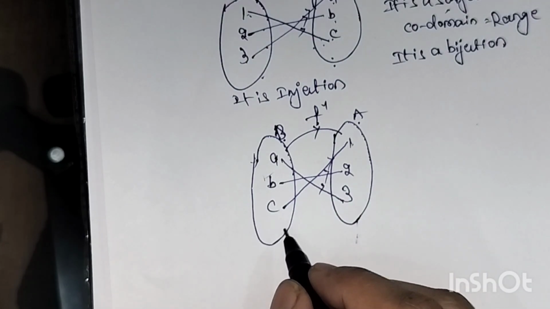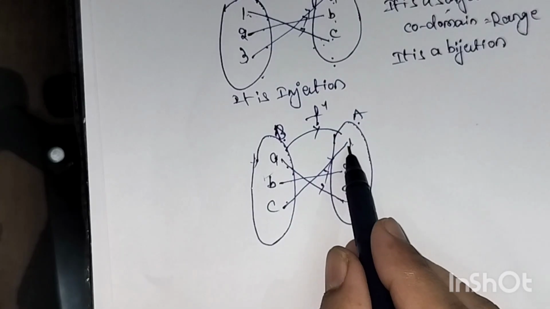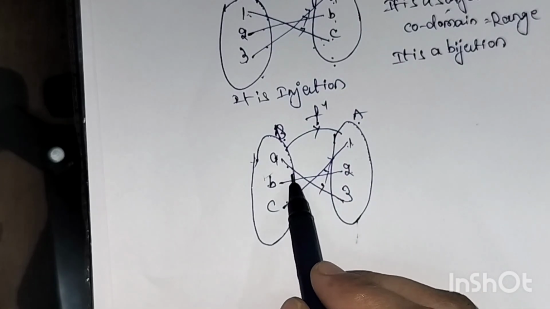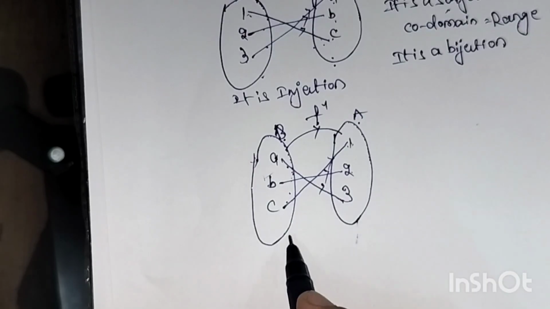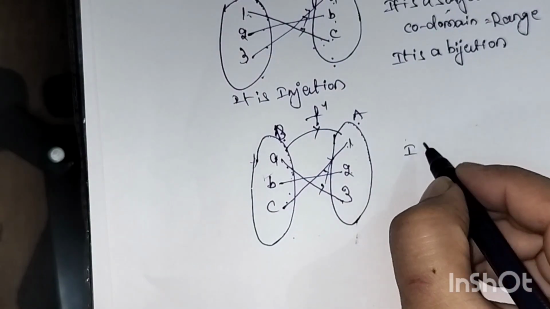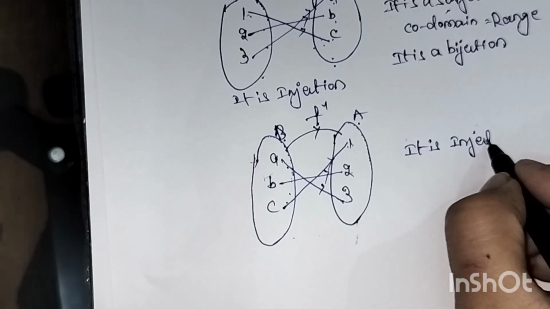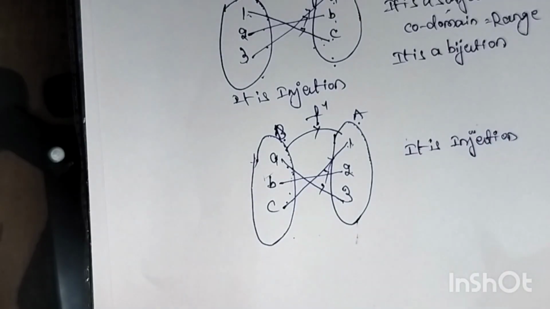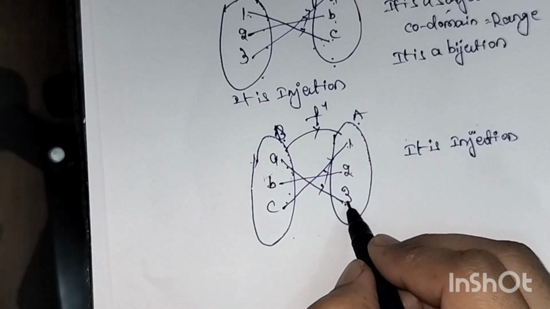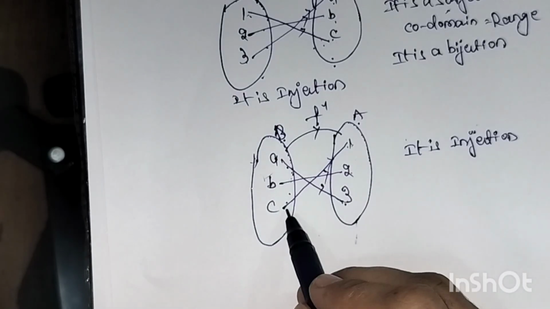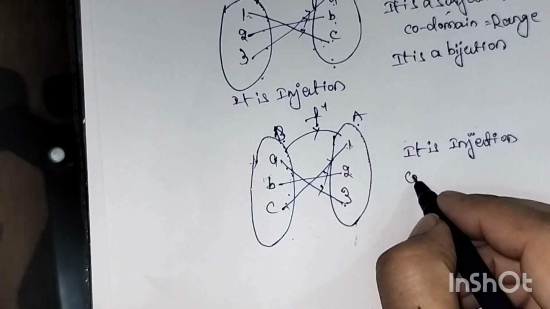First you can check whether it is an injection. Yes. Different elements in the codomain have different images, and different elements in the domain have different images in the codomain. Okay, it is an injection. It is a surjection. Yes. In the codomain each element has a corresponding image in the domain. Codomain is equal to range.